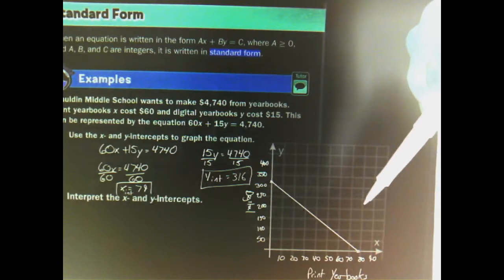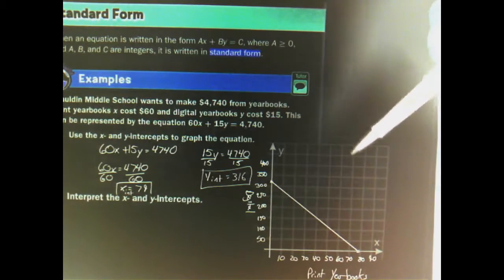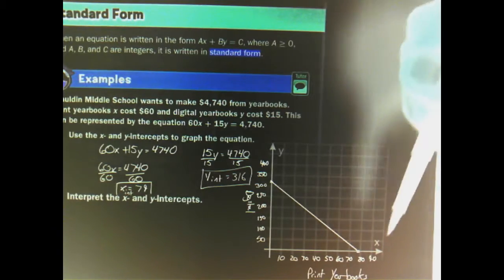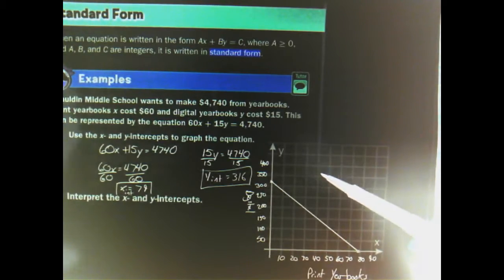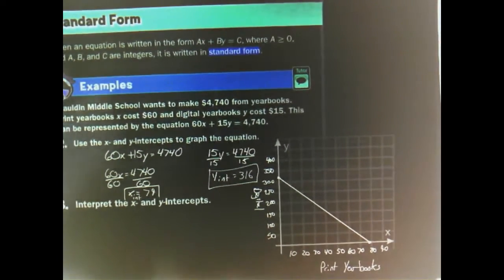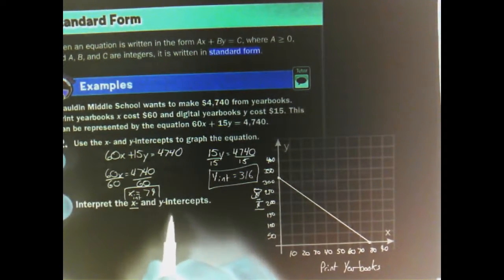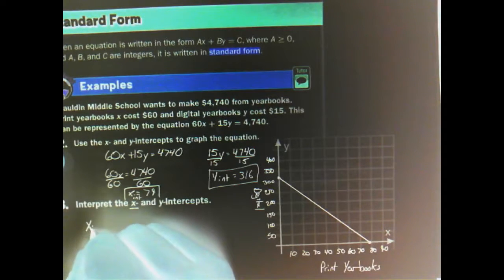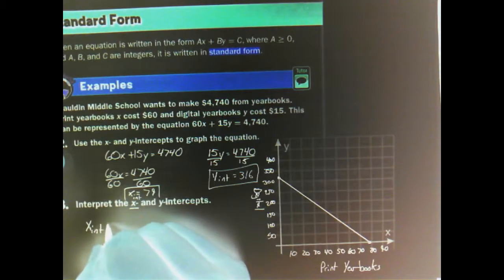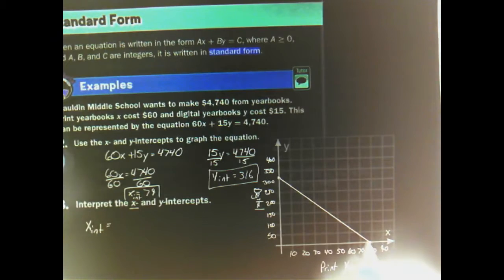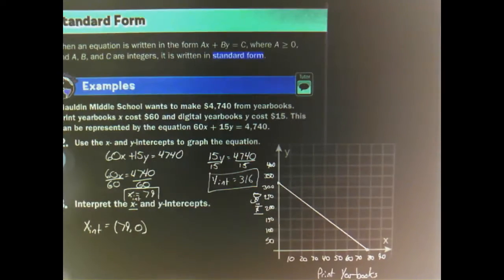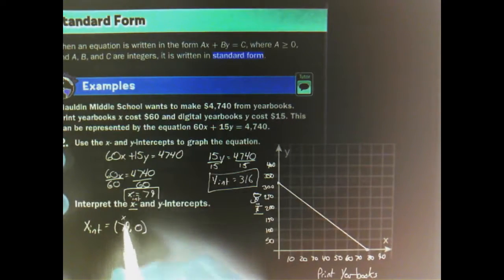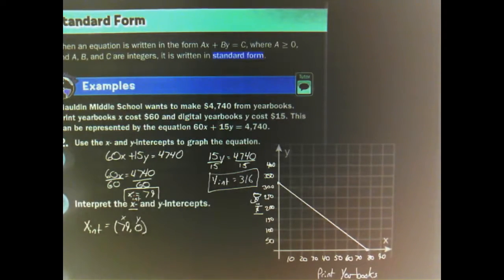Now, example number 3 says interpret the x and y intercepts. So really you have to understand what x and y stand for. X stands for the number of print yearbooks, and y stands for the number of digital yearbooks. So at the x-intercept, I have the ordered pair, this point right here, (79, 0). What that means is my x-coordinate is 79 and my y-coordinate is 0.